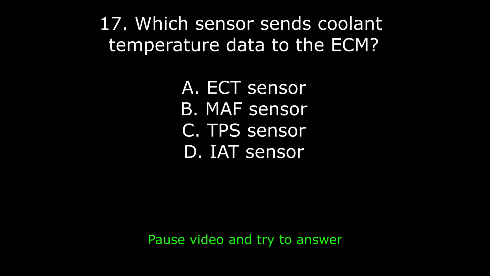Fusible link. Explanation: heavy gauge fuse wire protects high current circuits. 34. Why is ground continuity testing important after replacing a quarter panel?